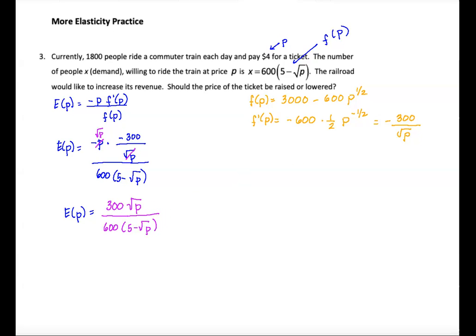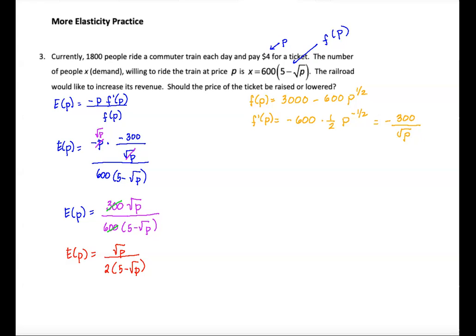We can still simplify this, right? Because the 300 and the 600 would cancel out, and we will get E of P is equal to square root of P over 2 times (5 minus square root of P). Okay, so this is the simplest form of our elasticity of demand function.